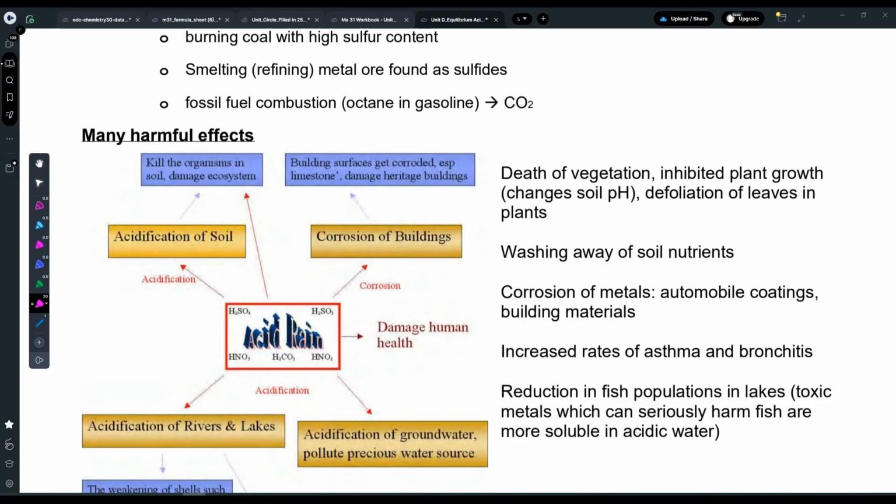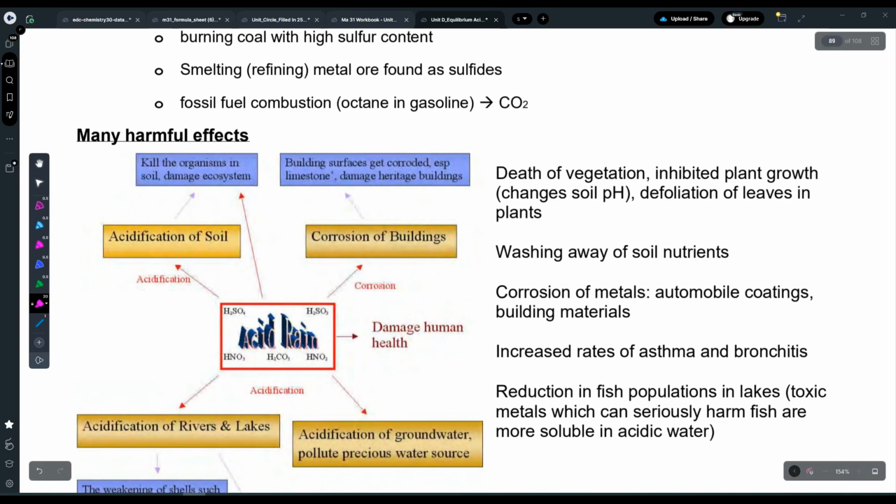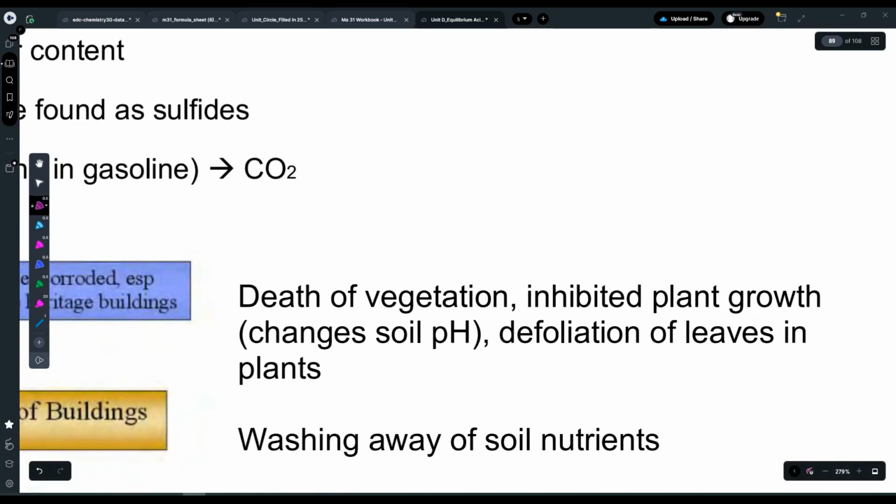Well, because it has lots of different effects on the environment. So acid rain can contribute to the death of vegetation, and how it does this is because once acid rain gets into the soil, it's going to change the soil pH, which inhibits plant growth and causes defoliation of leaves in plants. So defoliation is just a plant losing its leaves. But the main idea here is if the soil gets too acidic, just like us, plants can only thrive in a certain pH range. And if the soil gets too acidic, plants can no longer thrive and therefore they die off.